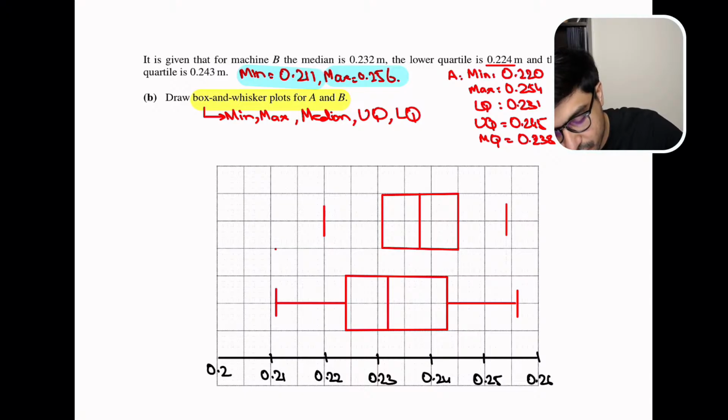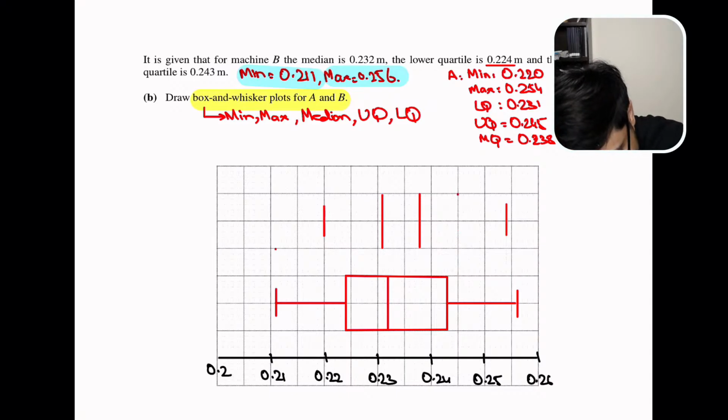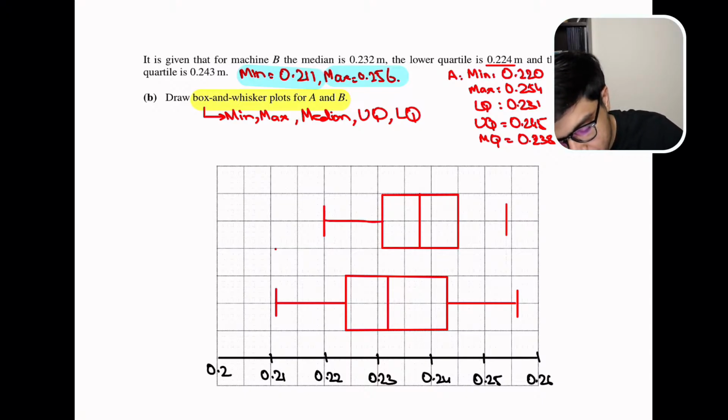So now we're just going to join them, and let me just draw this again. Yeah, 0.245 is going to be here. Now what we're going to do is just join them back together, and this is what it is supposed to be like, right? And that is it, right? So this is what the plots for machine A and machine B look like, right?